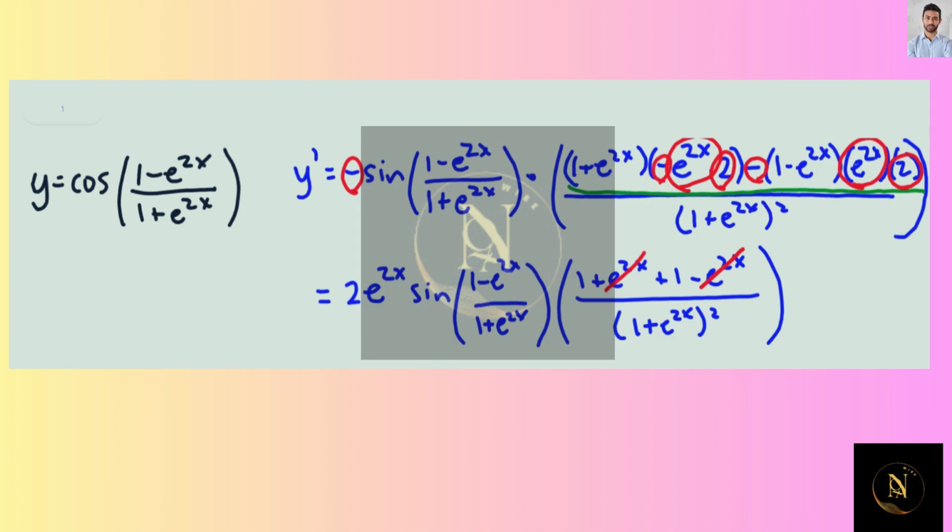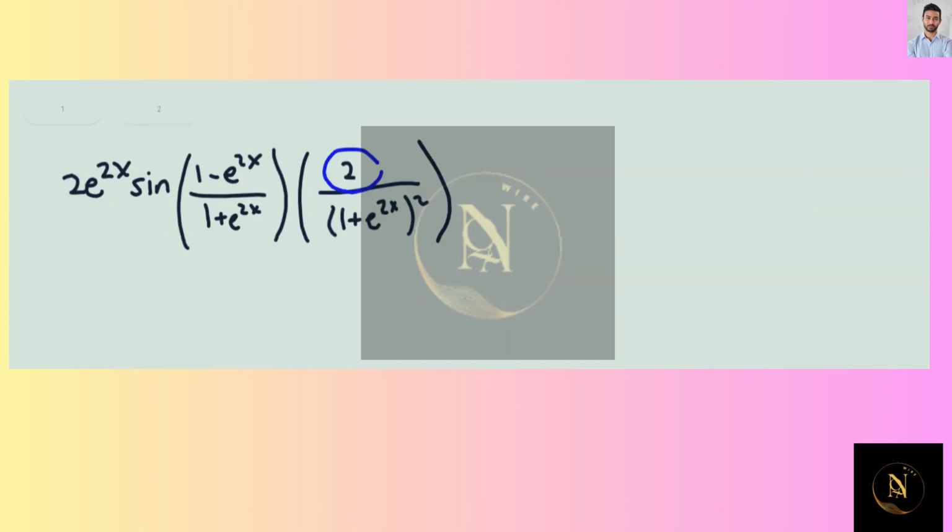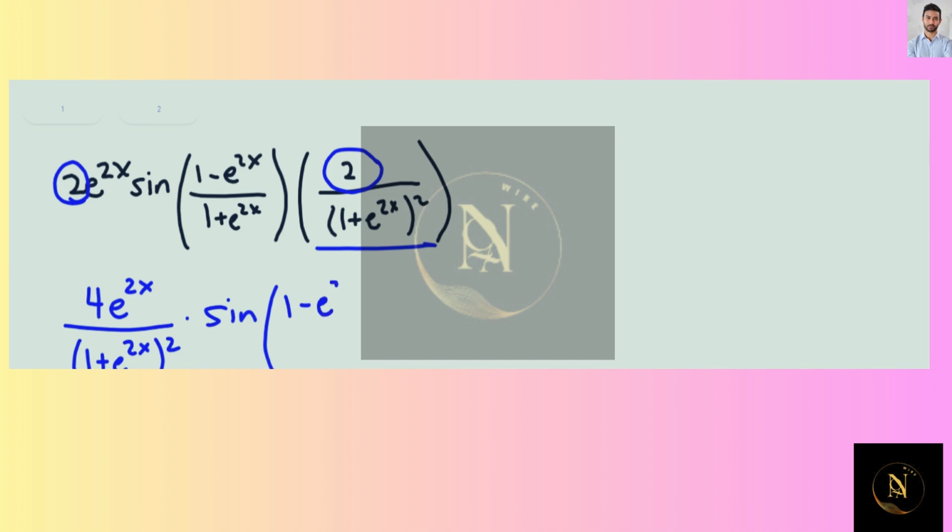So let's rewrite our answer, get ourselves a little more space. So what you see here is what we just had a moment ago, and we're going to take this 2 and multiply it by 2, the 2 that we have in the front. So we have 4 e to the 2x, or we could just write that over the denominator that we have here, over 1 plus e to the 2x squared times the sine of the quotient 1 minus e to the 2x over 1 plus e to the 2x.